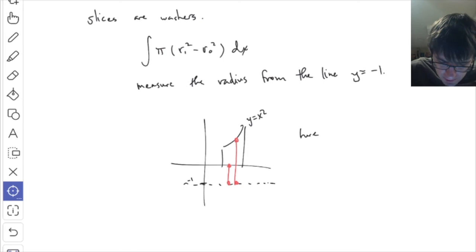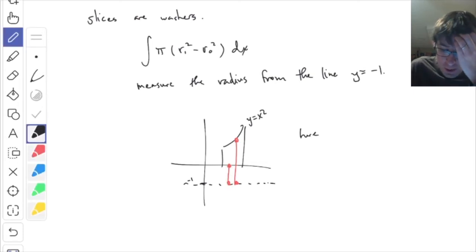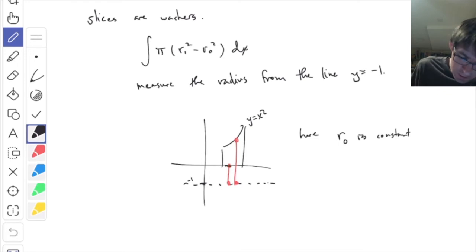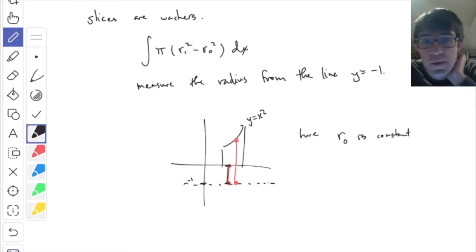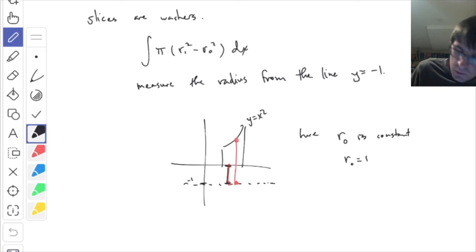Yeah, so I think maybe you got to mix up a little bit. This radius is always the same, right? That's what you said before, the radius of my inner hole. R0 is constant. It's always the same. I think actually it is just 1, isn't it? It's this distance, the distance from -1 up to the x-axis. You don't want to go all the way up to the curve. That's the other radius, the outer radius. So here, R0 is constant, and in fact, R0 is 1 all the time. It doesn't depend on x.